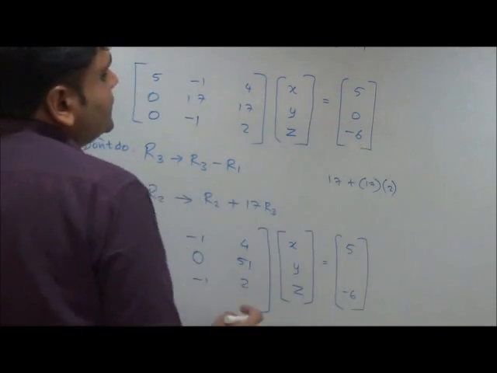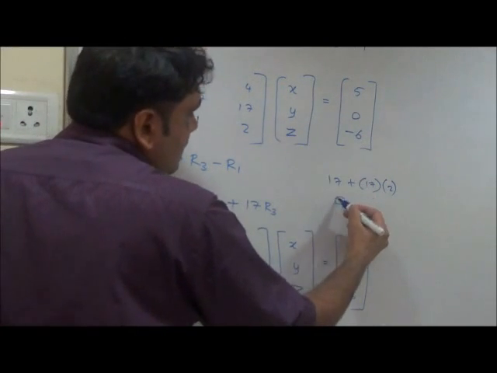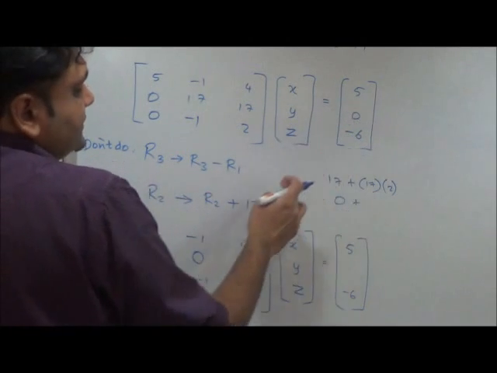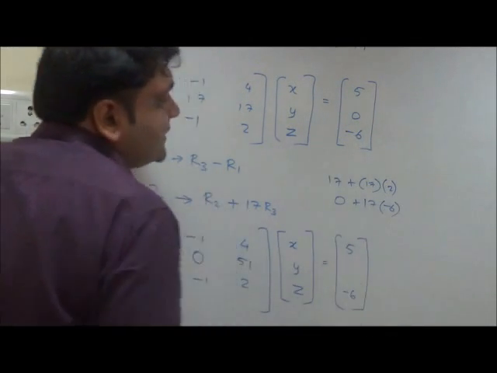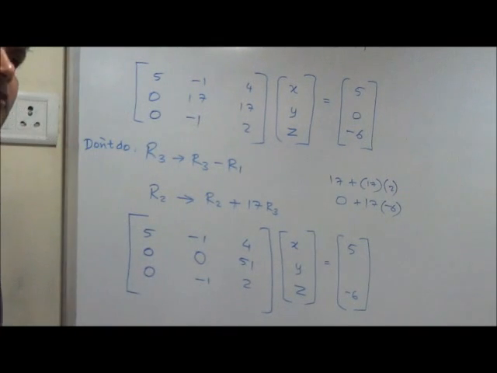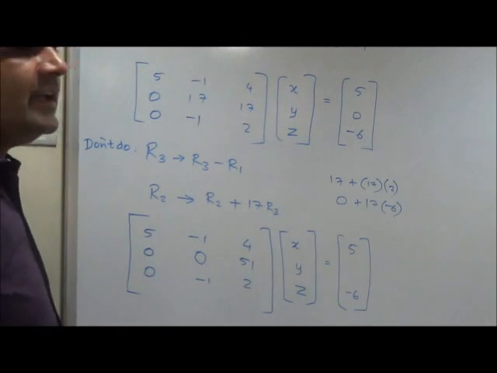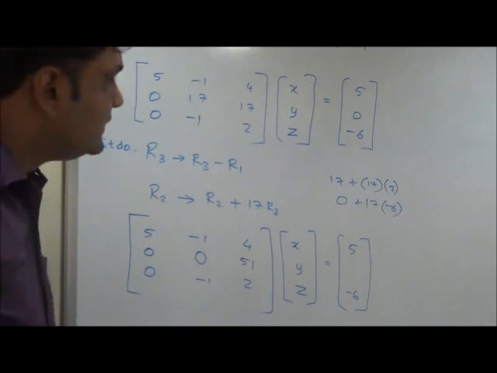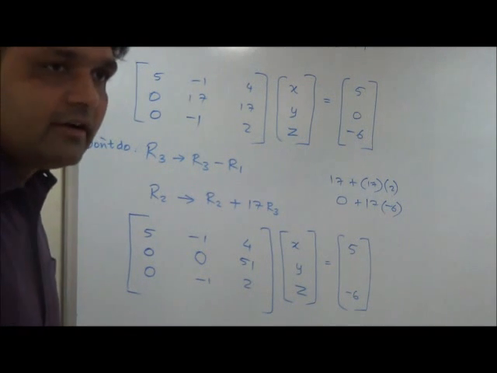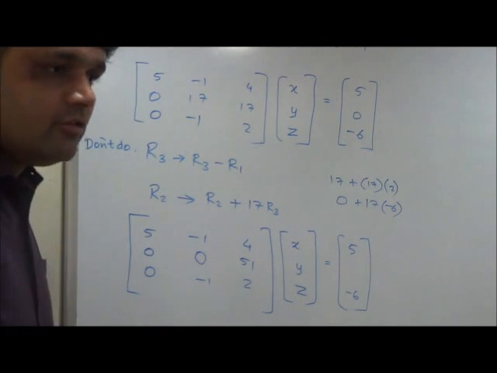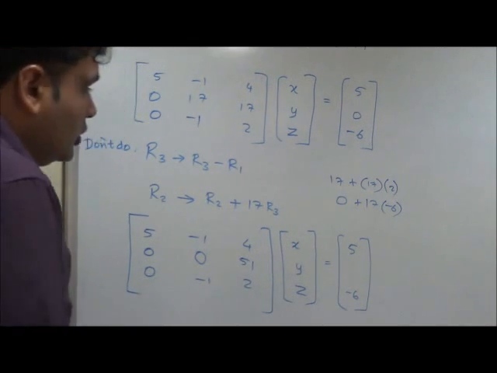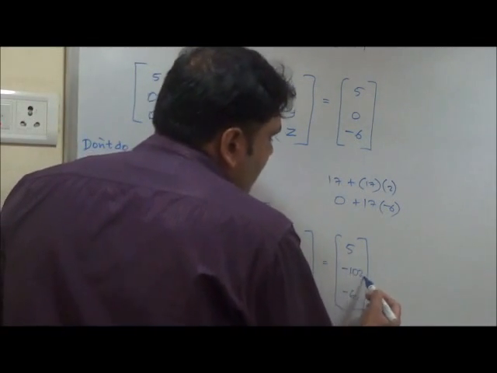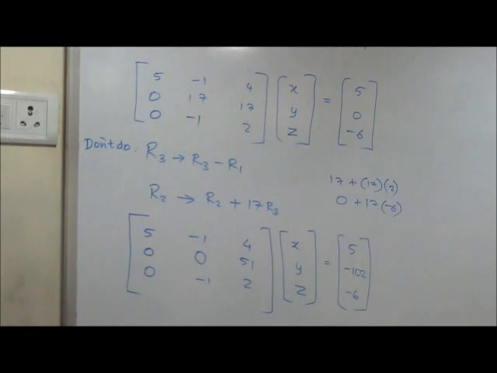And in this position, 0 plus 17 R3, 17 into minus 6. 17 6s are 102, correct? So minus 102. You understood how I got this row? Yes, please take it up.